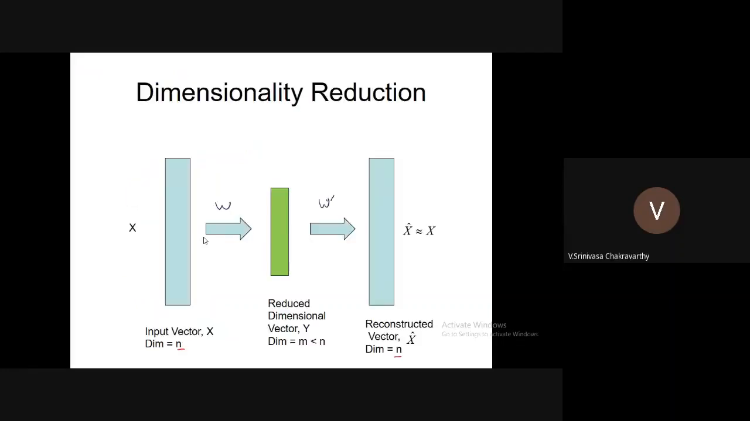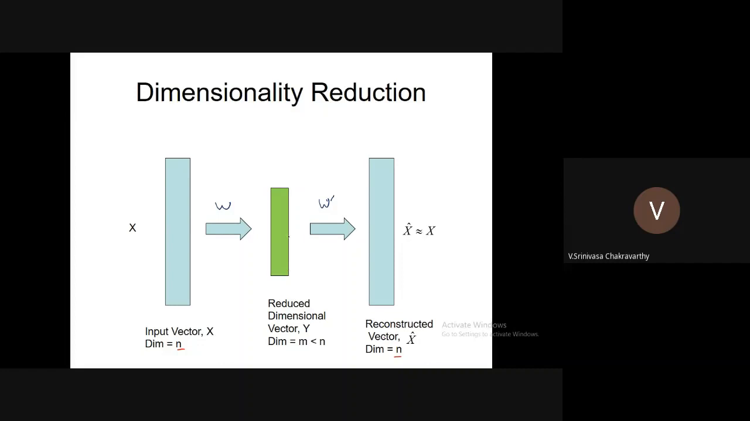Good morning, everyone. So last class we were discussing a method of dimensionality reduction called principal component analysis. Where you have a vector x of dimension n, and we reduce it by a linear transformation, multiplying by a weight matrix W, to a vector y of dimension m, where m is less than n. Then from this y we reconstruct x, which we call x hat, in such a way that x hat is as close as possible to x.